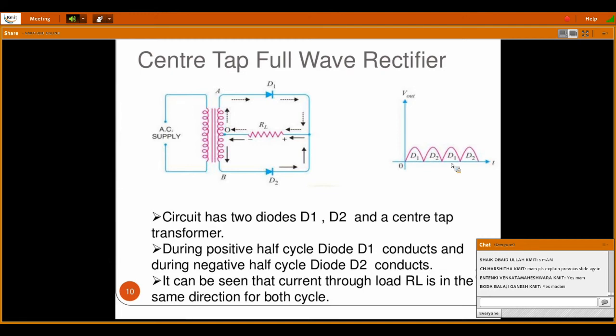What is the difference between half wave and full wave? In half wave, we are using only one diode, but in full wave, we are using two diodes. The disadvantage of full wave is the use of the center tap, which is costly compared to half wave, but we are getting a complete waveform. We are not losing any part of the waveform.